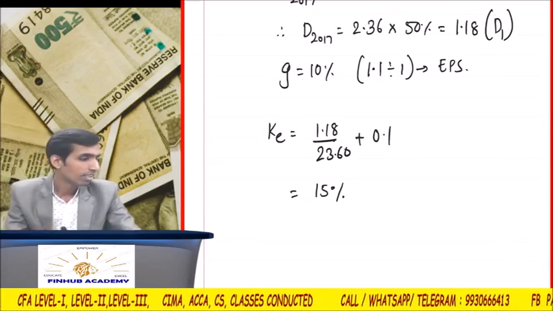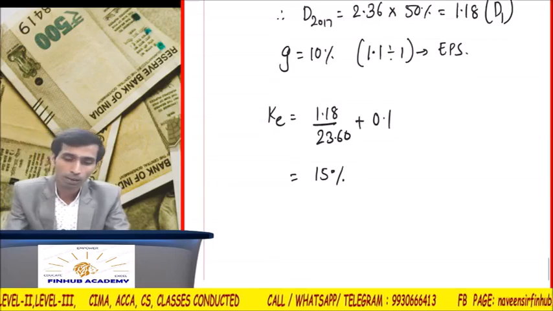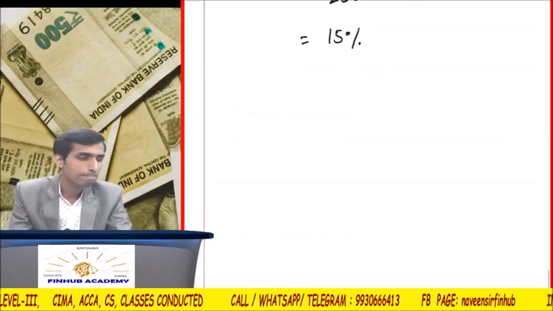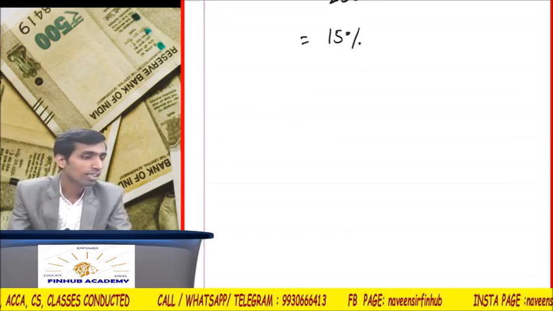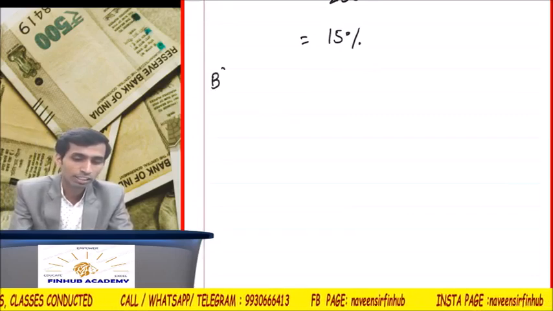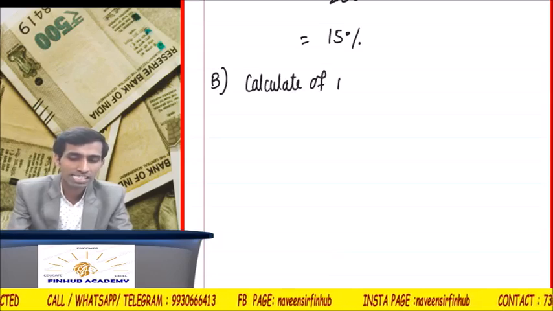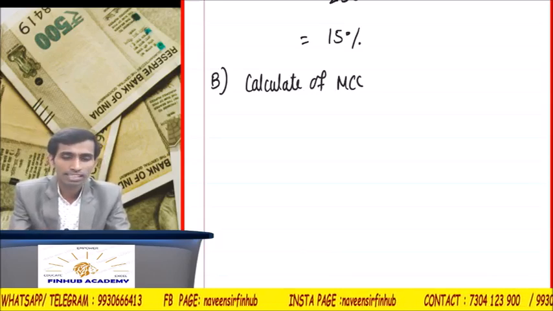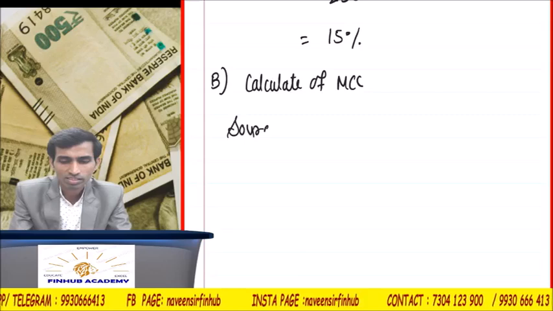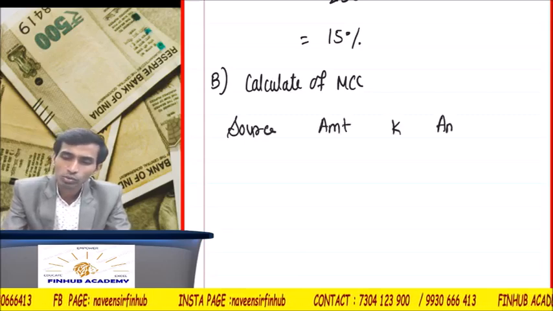This is not an exam question. It's from the module. Calculate part B. Calculation of MCC, that is WACC, when there is no new shares issued, right? Source, amount, K, amount into K.